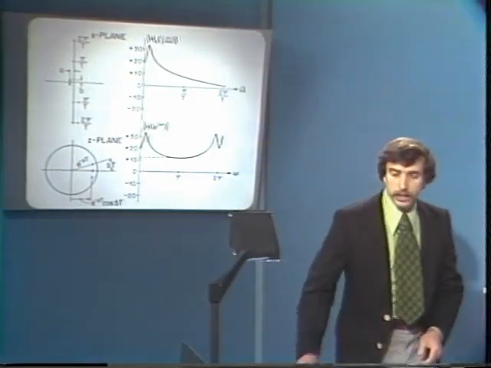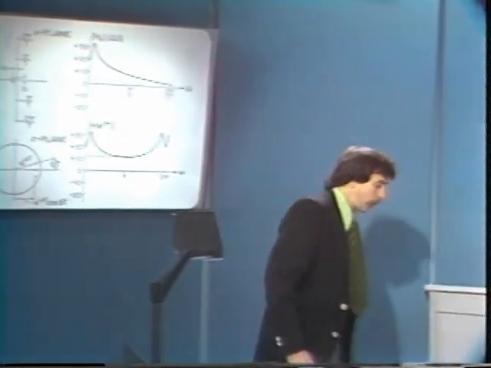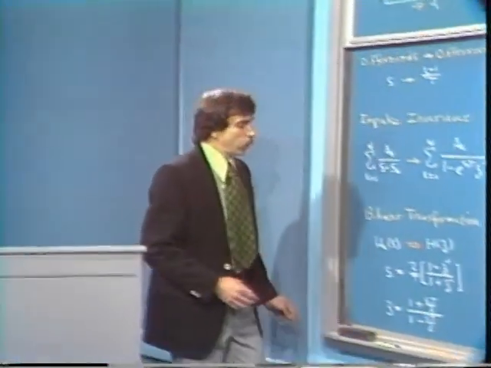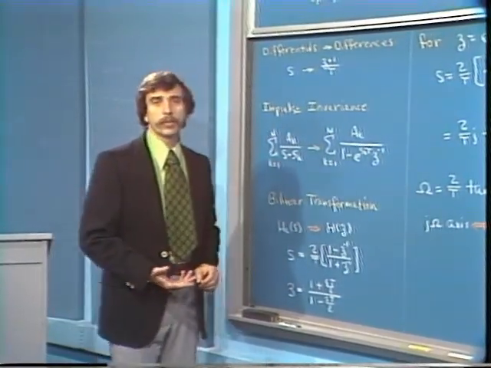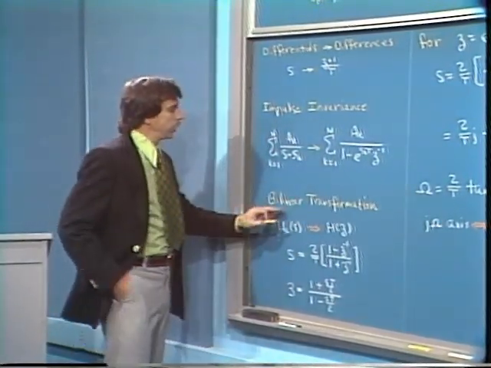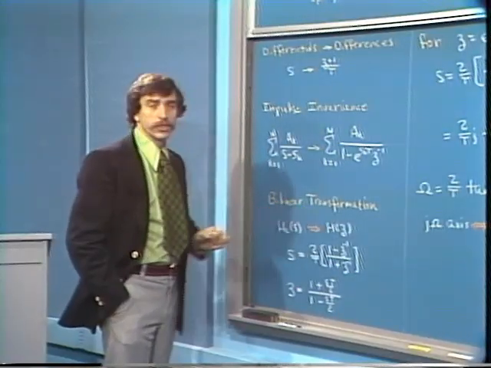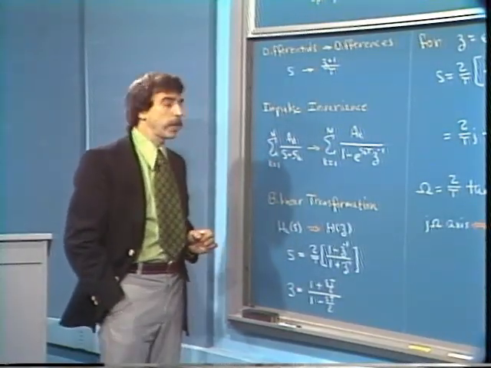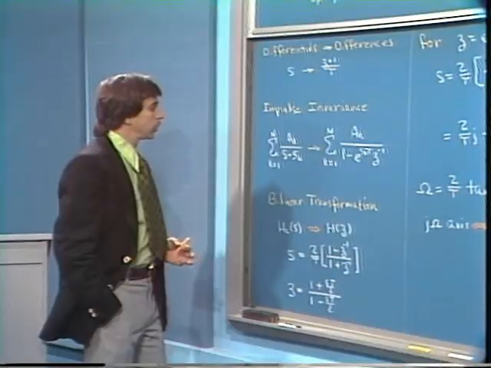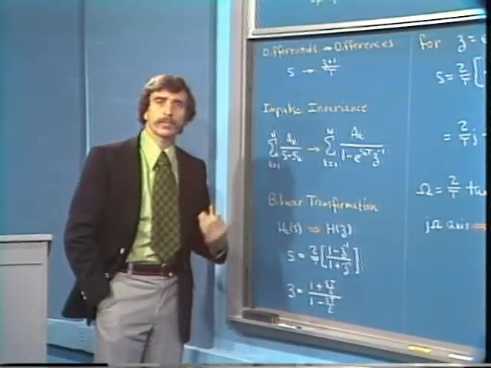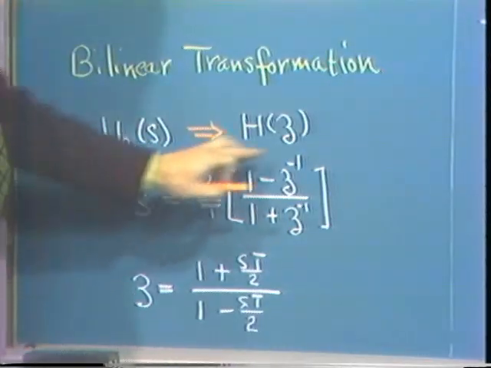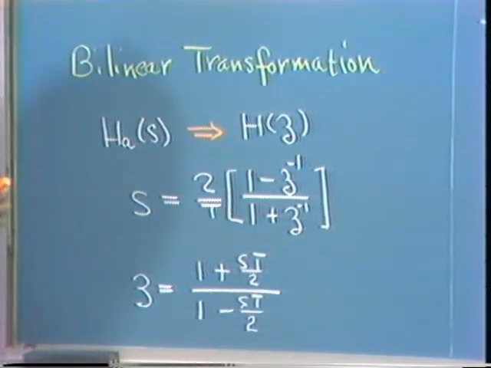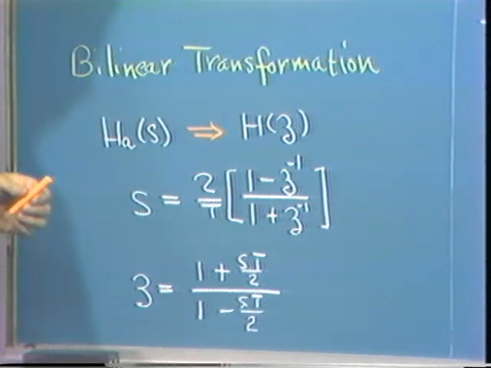There's another technique, which is a very important and commonly used technique for designing digital filters, which avoids the problem of aliasing, but it avoids that problem at a price. That technique is referred to as the bilinear transformation, and basically involves mapping from the S-plane to the Z-plane by relating S and Z according to the bilinear transformation.